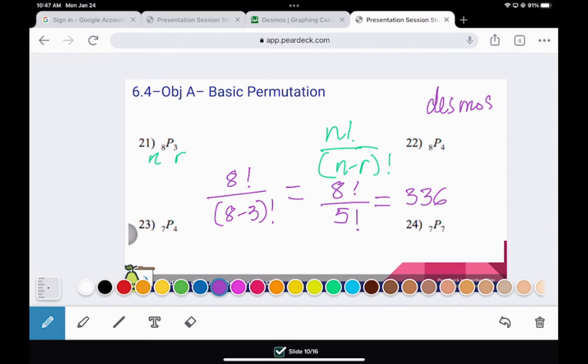I think we did well with this objective. We're not going to spend too much on this unless you want me to. But I think this is very straightforward. So that's the formula you're going to use if you see this, all right? Basic permutation.